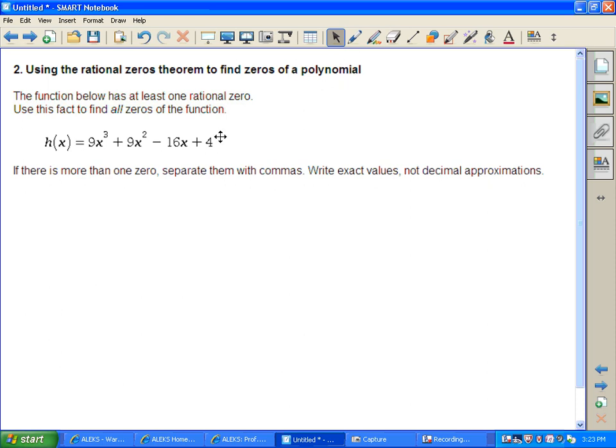So first thing we got to do with this, after reading the question, we see that there is at least one rational zero. And based on that, we should be able to reduce this polynomial by 1 degree if we find it. So how do we find it? Well, first we list all the possibilities.